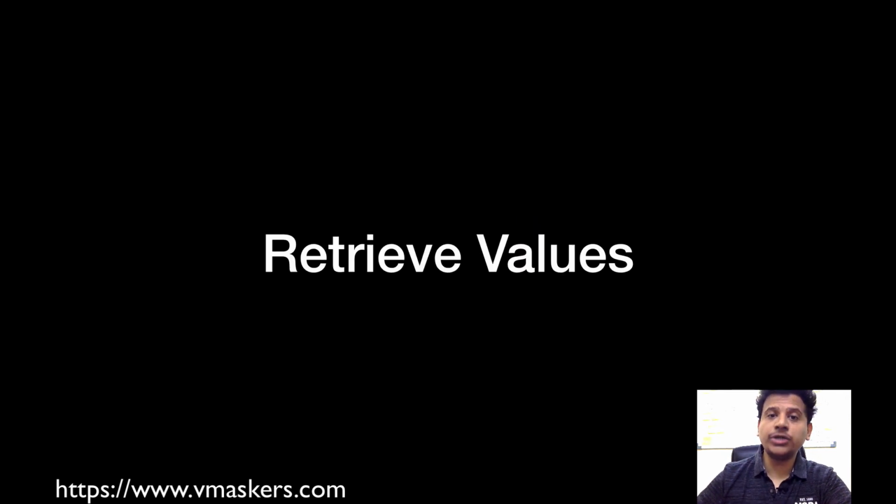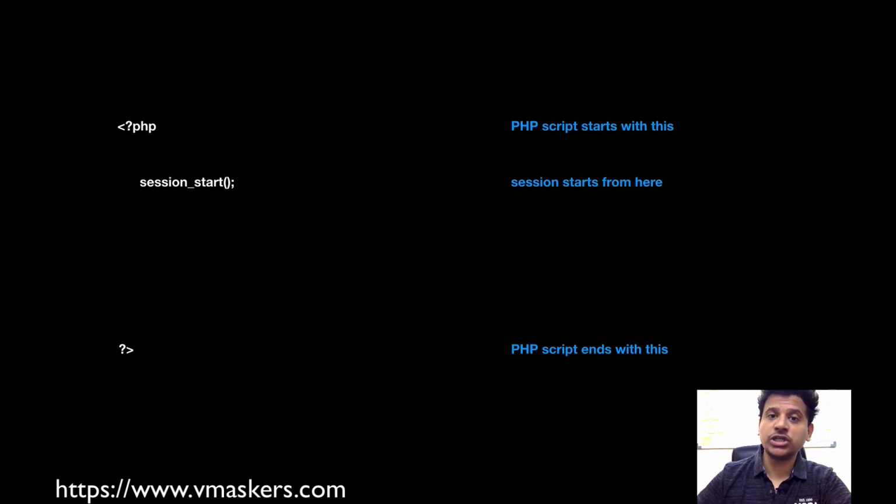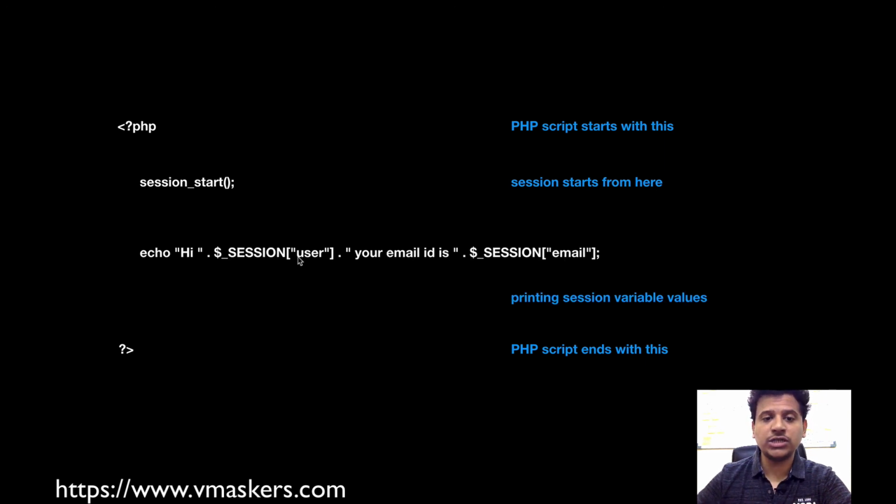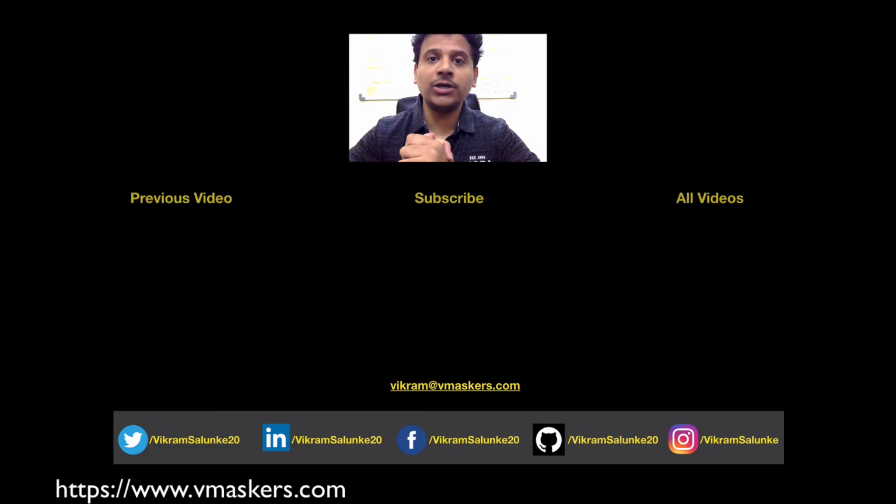Now let's see how to retrieve values. So this is the second web page. Our PHP code starts with this, ends with this. After that we use session_start because we want to retrieve the values. And we printed the values using the session variable user and session variable email. So that's it for this video. I hope you understood how to set session variable values and retrieve them using PHP.